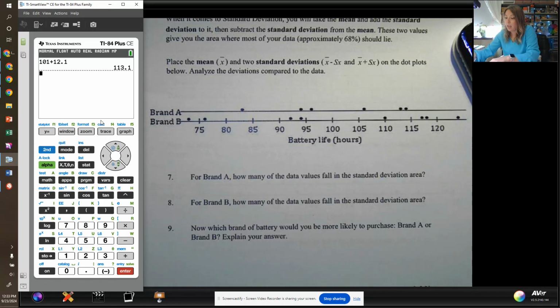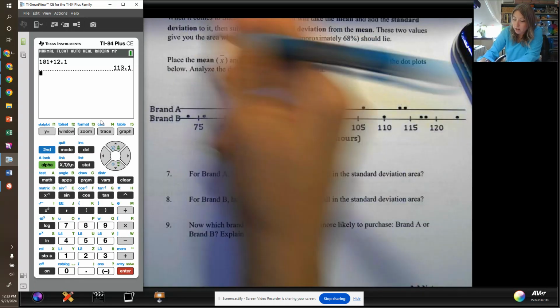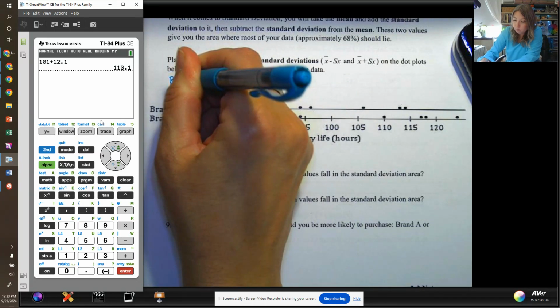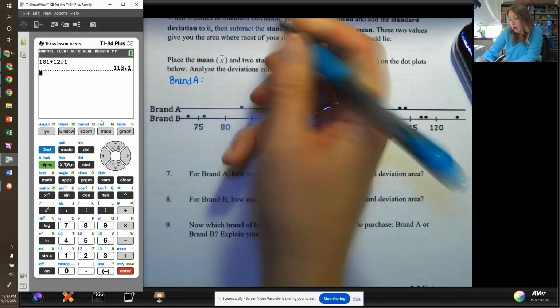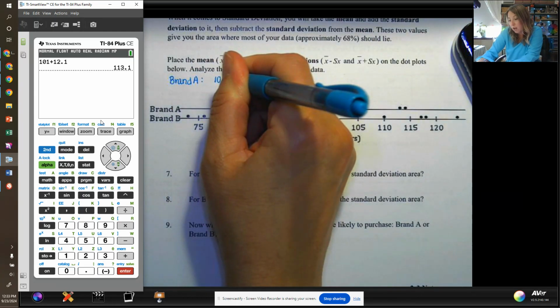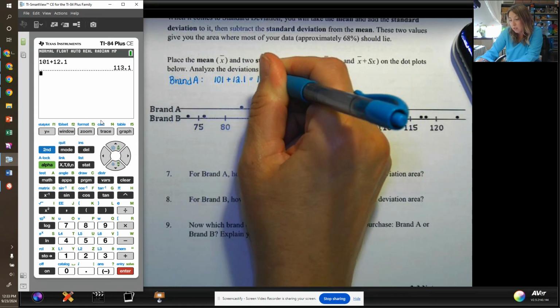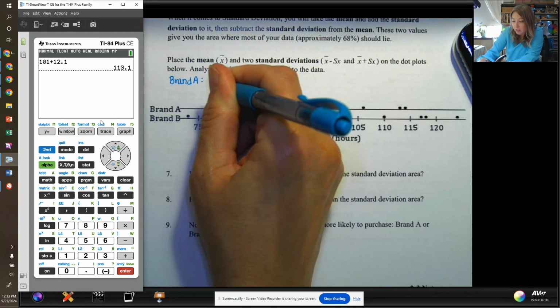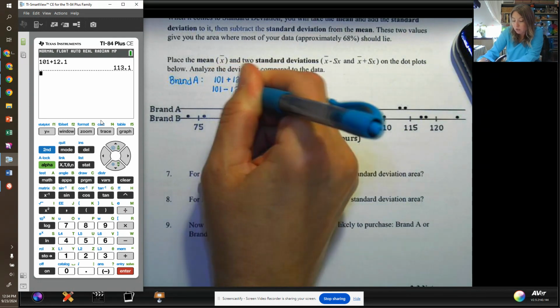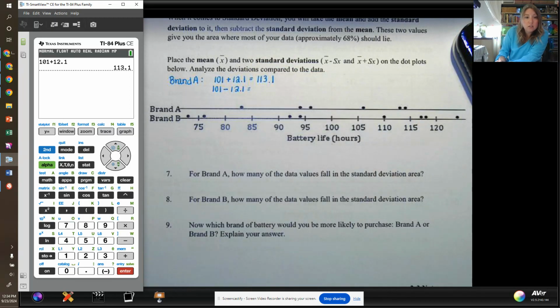113.1. So brand A, I had written in blue. So what I'm going to do is right here, brand A, I took 101 plus my standard deviation to get 113.1. And now I'm going to take 101 minus my standard deviation to get, press second and enter to get the last thing you put in here, and then arrow to the left and change this plus sign to a minus sign.